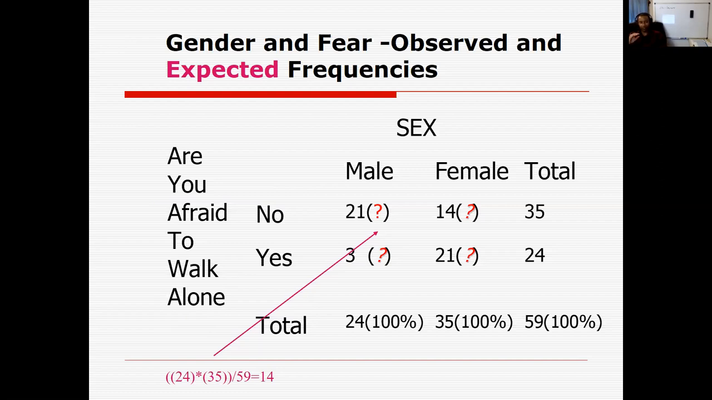Okay. So what you do to find the expected frequency for each cell, if you're wondering, these numbers that you see, 21, 3, 14, 21, those are the observed frequencies from the sample that we pulled. It's hypothetical data, but let's say those are the observed frequencies. To get the expected frequency for males who said no, you take the column total, which is how many males are in the sample, then multiply that by the row total, which is how many people who said no, I'm not afraid to walk alone at night, are in the sample.